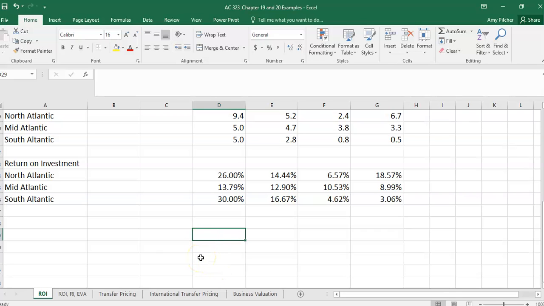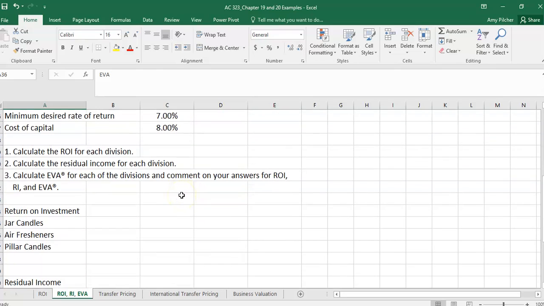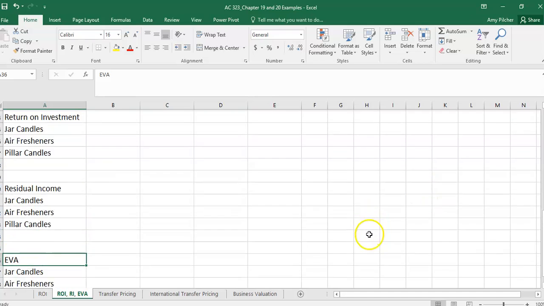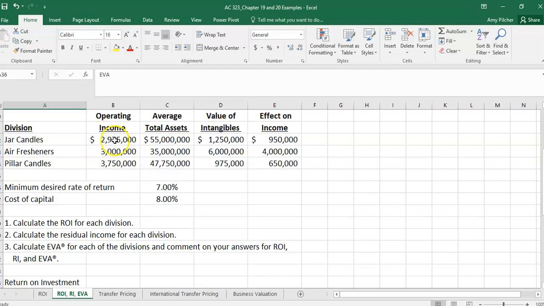We can then use these figures to calculate the division performance and decide whether or not the managers of those divisions are going to get bonuses. In this example, we're going to calculate return on investment, residual income, and economic value added income. So we're going to look at first the return on investment. So return on investment is operating income divided by average total assets.